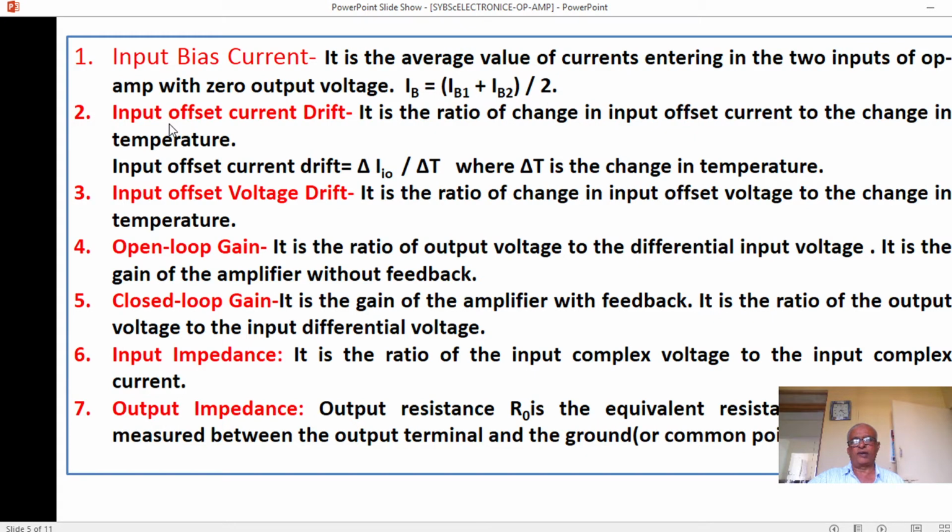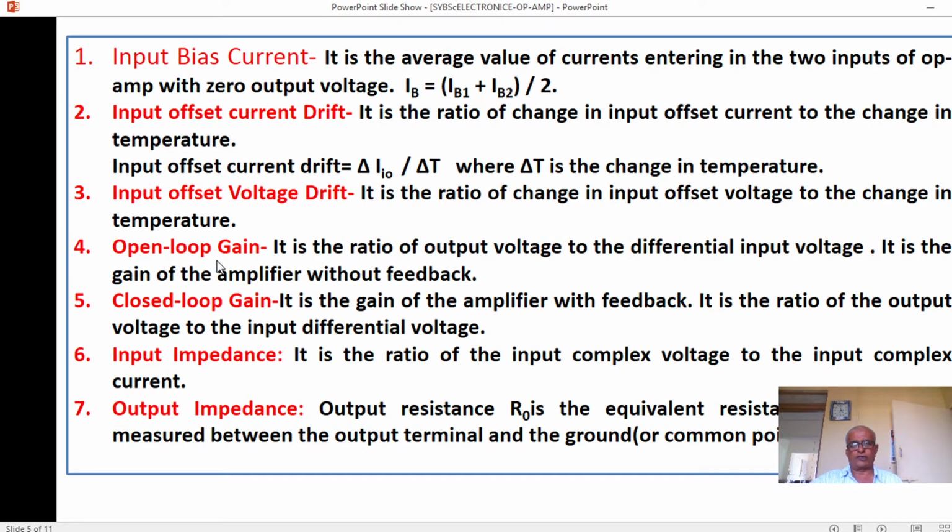Similarly, we can define input offset current drift. The word drift is represented with respect to change in temperature. The change in input offset current divided by the change in temperature is called drift. Similarly, the change in voltage with respect to the change in temperature, this ratio is called input offset voltage drift.